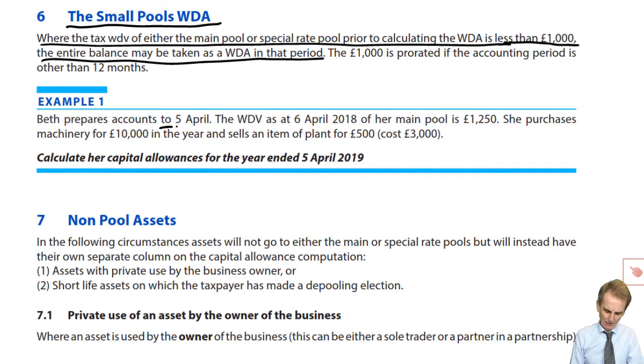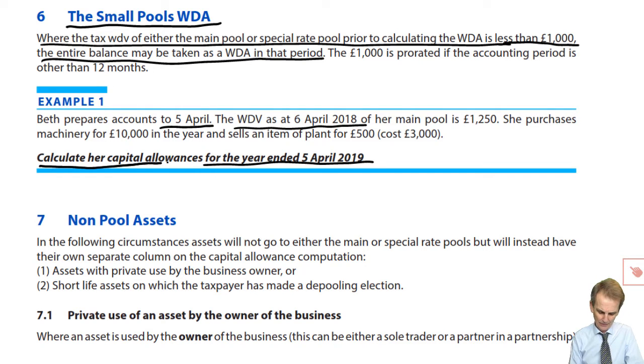Beth prepares accounts to 5th of April, so she's decided to have an accounting period synonymous with the tax year. The written down value as at the 6th of April 18, so the start of what will be the year ended 5th of April 19, for which we of course have to calculate her capital allowances for the period. So at the start of this accounting period, her main pool is a lowly figure of £1,250. What does she do during the period?